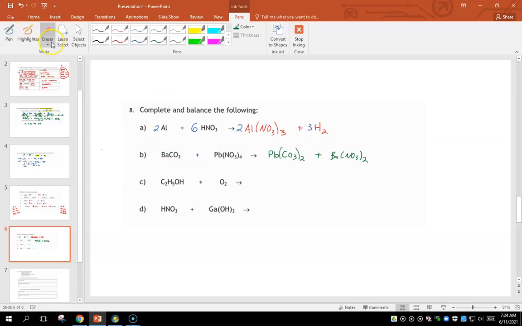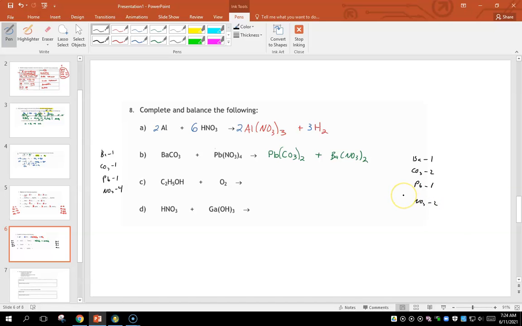Okay, so there is my skeleton equation. I now need to appropriately balance this guy. All right, so I've got 1 barium, 1 carbonate, 1 lead, and 4 nitrates on this side. I've got 1 barium, 2 carbonates, 1 lead, and 2 nitrates.